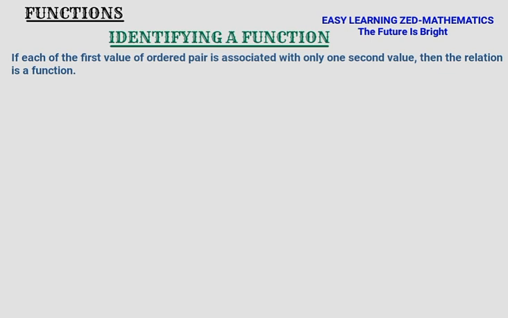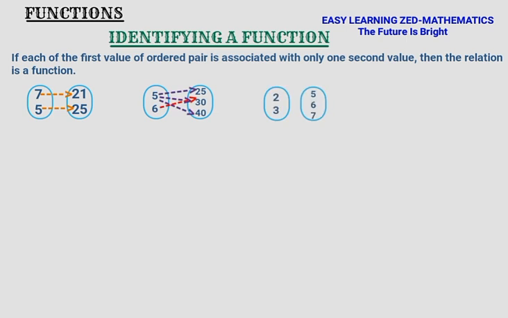So the element in the first set should just have one image. Then that relationship is a function. Okay, let's look at these. Let us look at these arrow diagrams.